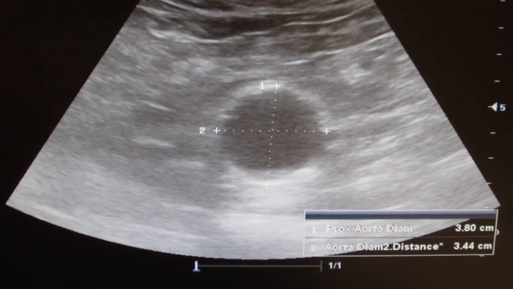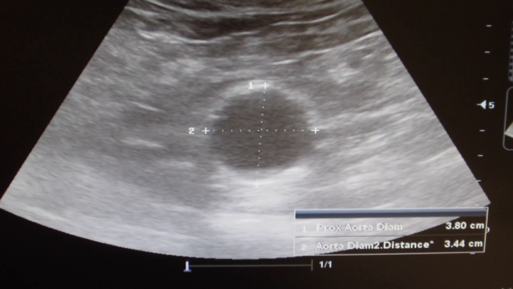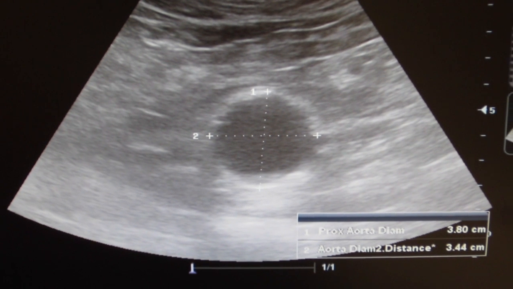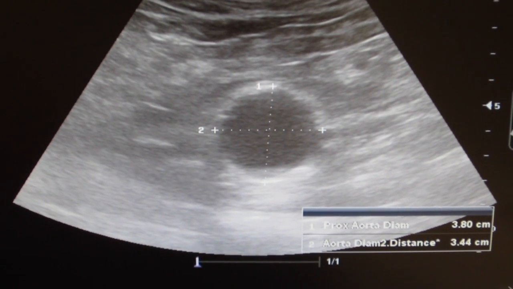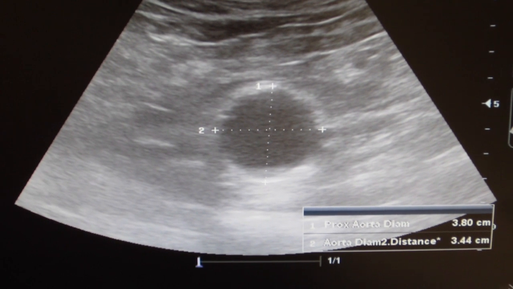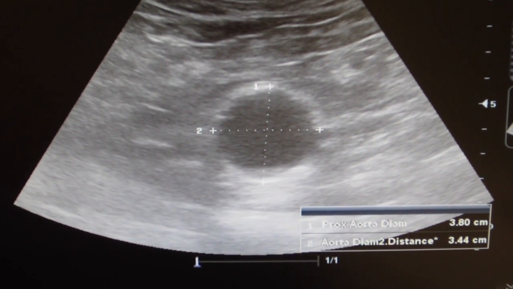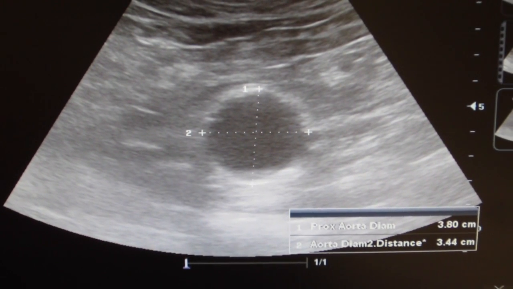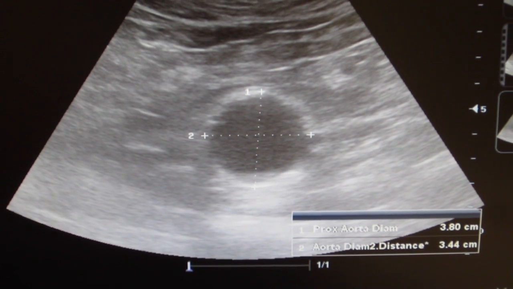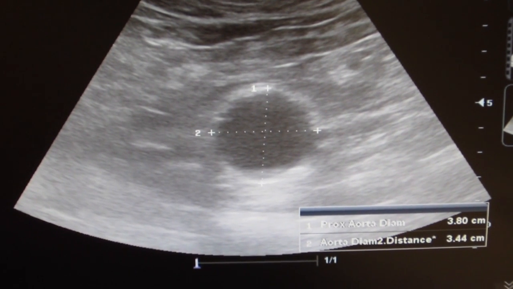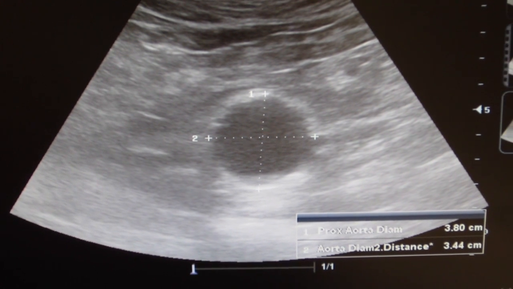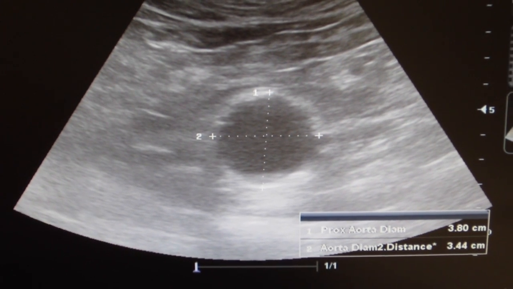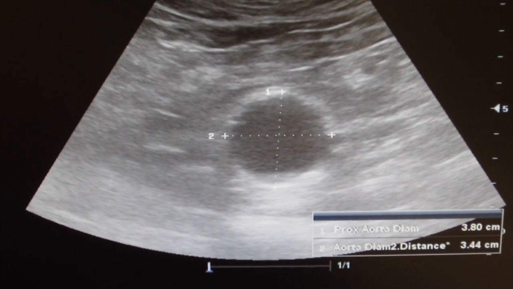The goal of this exam is to find the maximal diameter of the abdominal aorta. And this is a screening exam. If the maximal diameter is below 3 centimeters and you have visualized the entire aorta from the xiphoid process all the way down to the bifurcation, then your study is complete and is negative. If you find an area where the maximal diameter is over 3 centimeters, then this is considered an aneurysm and should be sent for a further study.